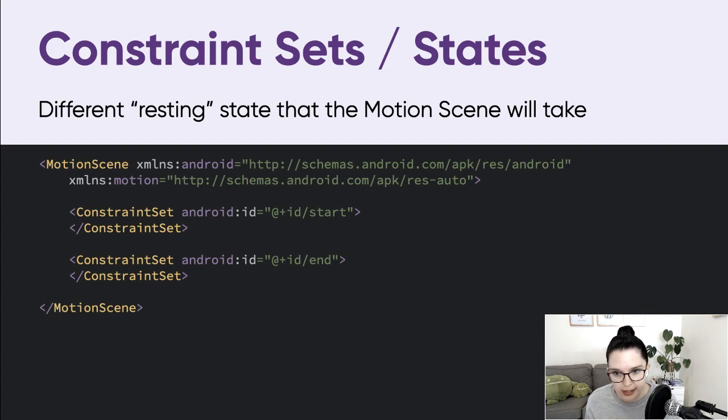So these are the different states that we'll have. At the start of our scene, we are going to set a bunch of different constraints. So maybe we are setting the visibility of something to invisible, or maybe we're setting a progress bar to be shown or something like that. And then in our end constraint set, we're going to be setting things such as the visibility is now visible or the progress bar is now gone. And now we've got these two different sets and we can transition between them.